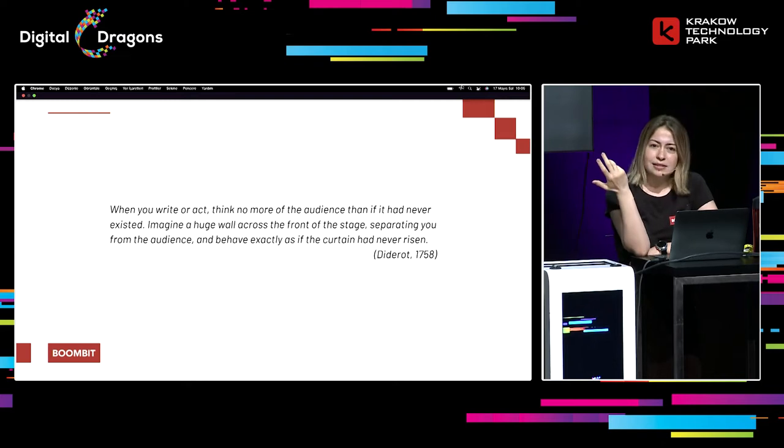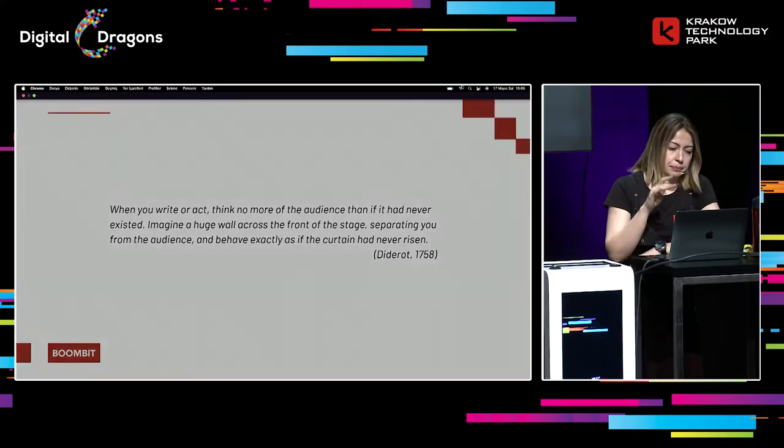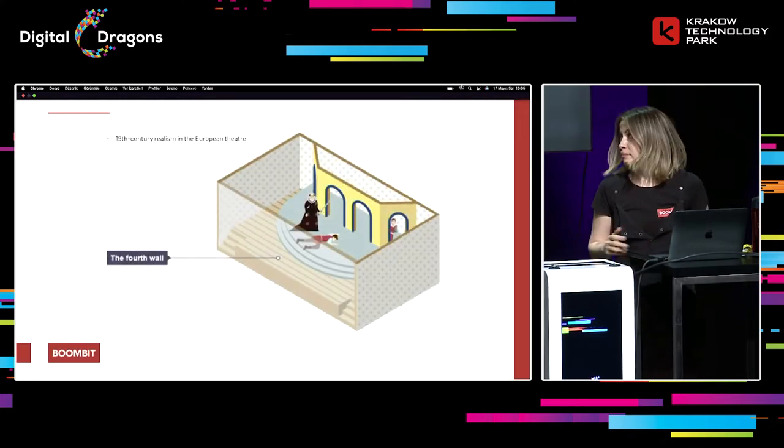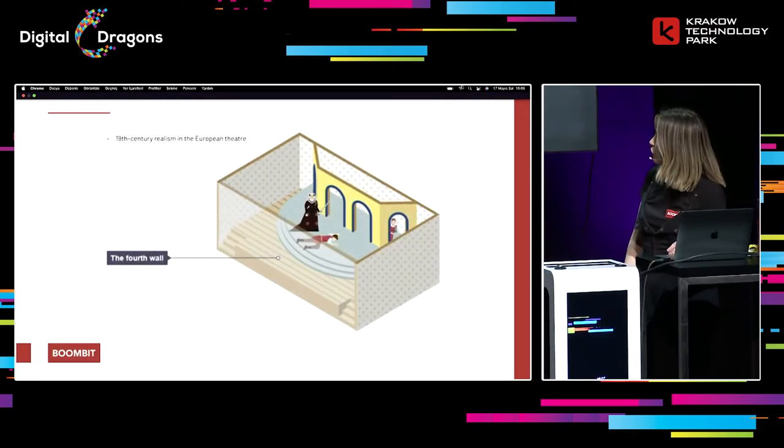So this was a school of thought. Realism is a school of thought. You don't have to go for that. So this is what they were thinking in the 19th century. And this is a depiction of the fourth wall.